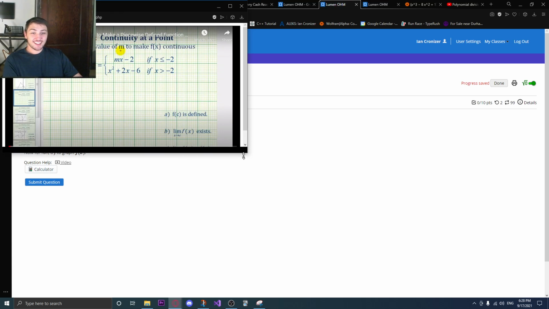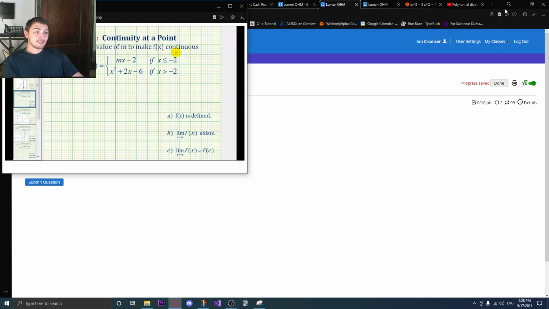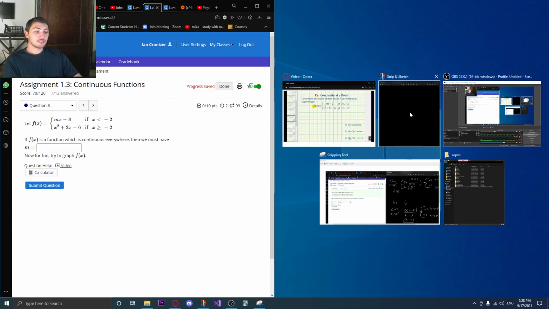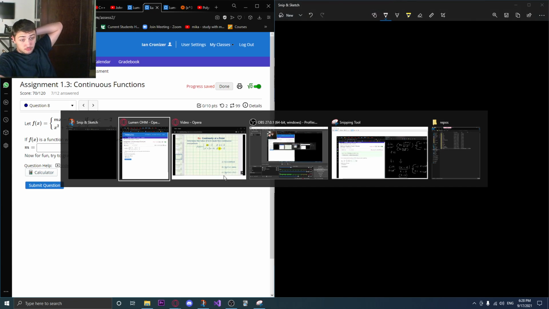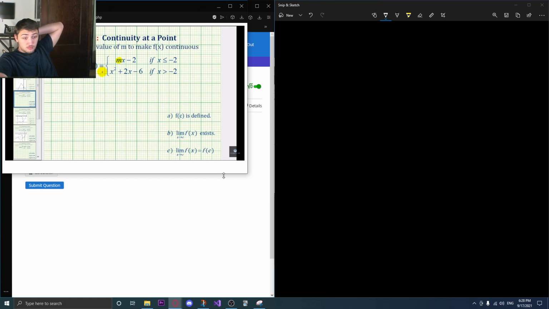We want to find the value of m to make f of x continuous everywhere. Well, notice f of x is a piecewise defined function where m would be the slope of the line when x is less than or equal to -2, and when x is greater than -2, we have a quadratic function. Well, we know that a linear function and a quadratic function by themselves are always continuous, which means to make this piecewise defined function continuous everywhere, we only have to make it continuous when x equals -2.